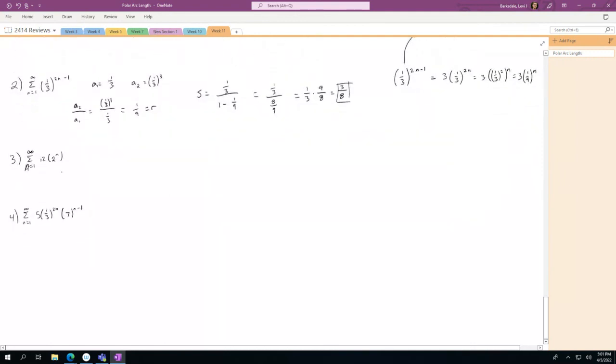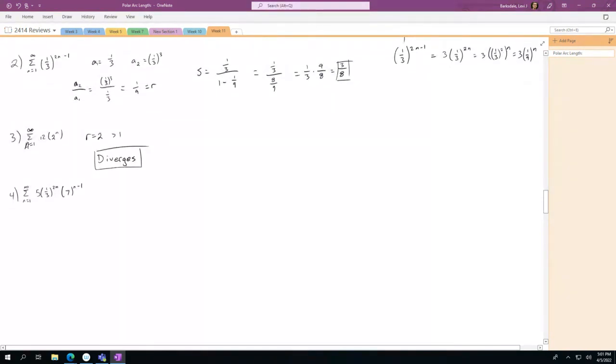In this third one, we can immediately see that our ratio is equal to 2. Because 2 is bigger than 1, we can say that it diverges. Alrighty, now this last one. This one is pretty good. We can do the same method we did on number 2, where we just find our second term and our first term. Let's go ahead and do that. We plug in 1 for n, and we get 5 times 1/3 squared, which is 5 over 9, times 7 to the 0th, which is 1, so we're just left with 5 over 9 as our first term.